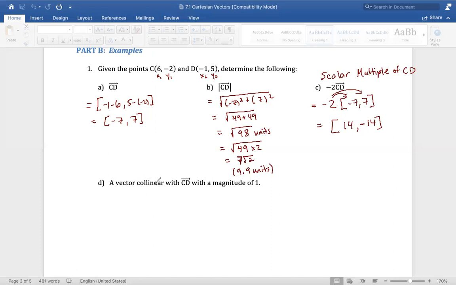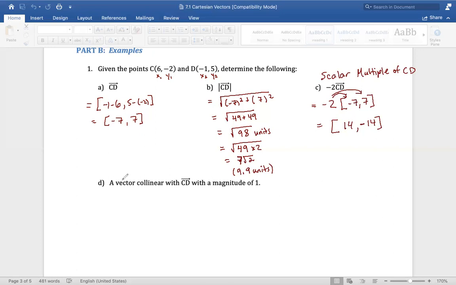A vector collinear. So I'm looking for a vector that's collinear with vector CD, right? And has a magnitude of 1. So I'm looking for a collinear unit vector, right? So it has to go in the same or opposite direction. Like I said before, it's a parallel vector.